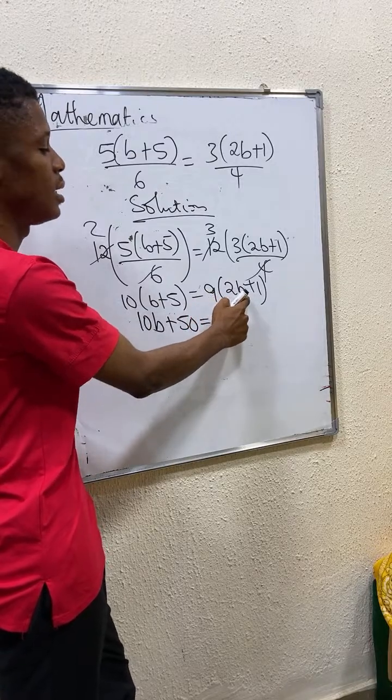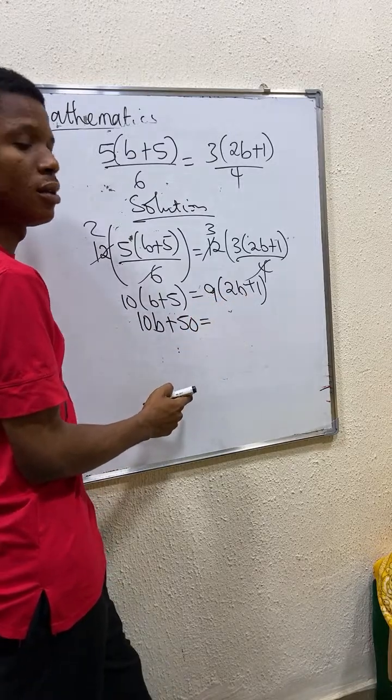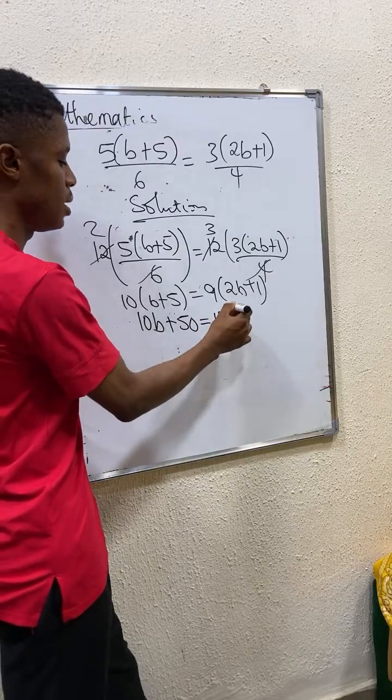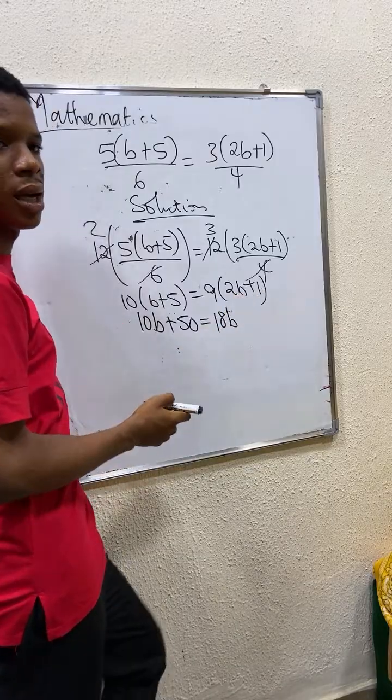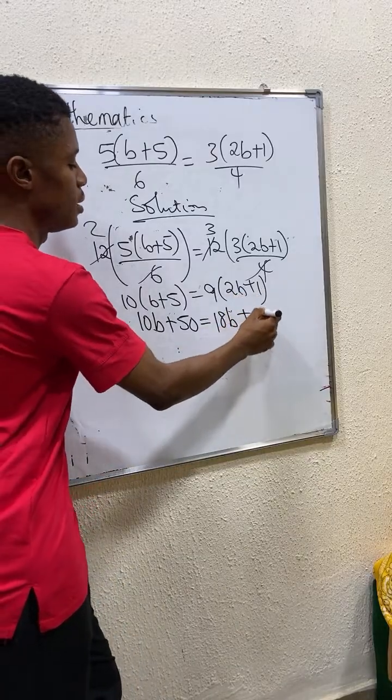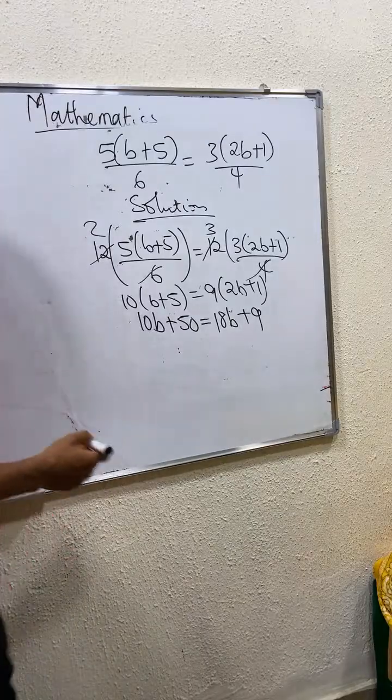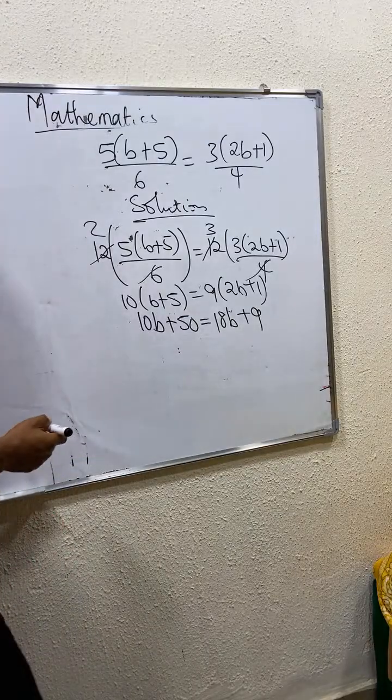9 times 2b is 18b. 1 times 9 is what? 1 times 9 is 9. Good. So the next thing is to collect like terms, right?